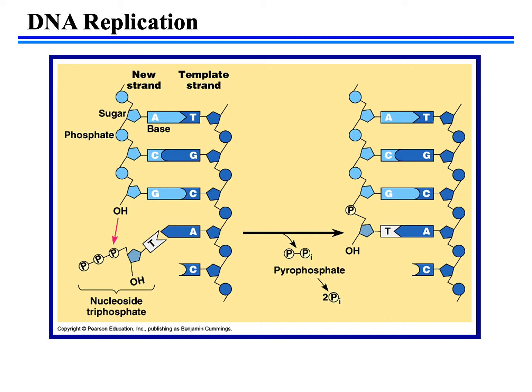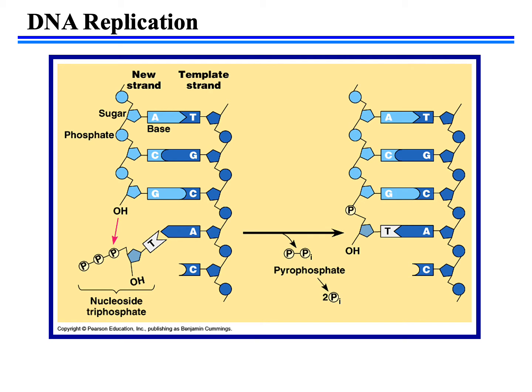What happens is the base pairing occurs between the correct incoming nucleoside triphosphate, in this case one that contains T or thymine, and the nucleotide that is in the template strand, in this case the one containing the A. So based on that sequence complementarity, this is what dictates what nucleotide comes in. The 5' end of the incoming nucleotide is going to attach to the 3' end of the growing chain.